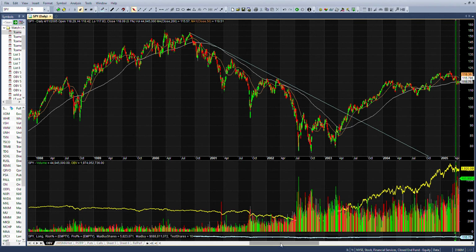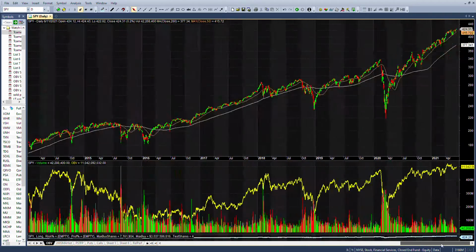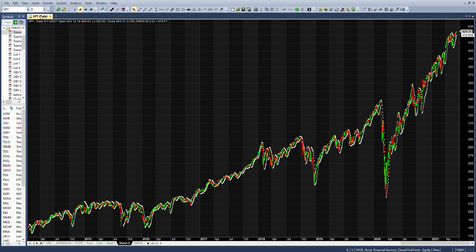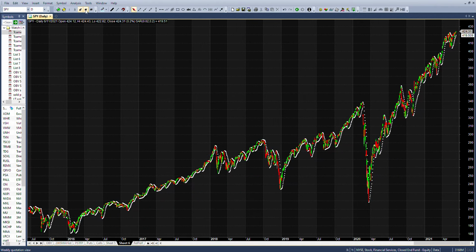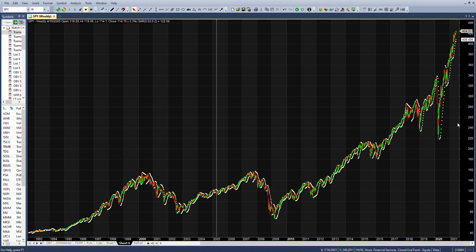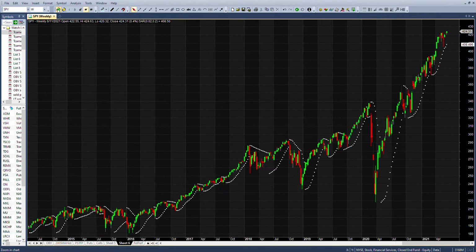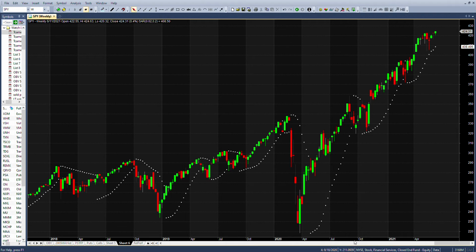So I'm going to show you what I use. My buys are still OBV breakouts. I'm looking for OBV divergences or OBV just confirming the move. I use the weekly chart as my stop system, so let's switch over to weekly. Each bar here represents a week.